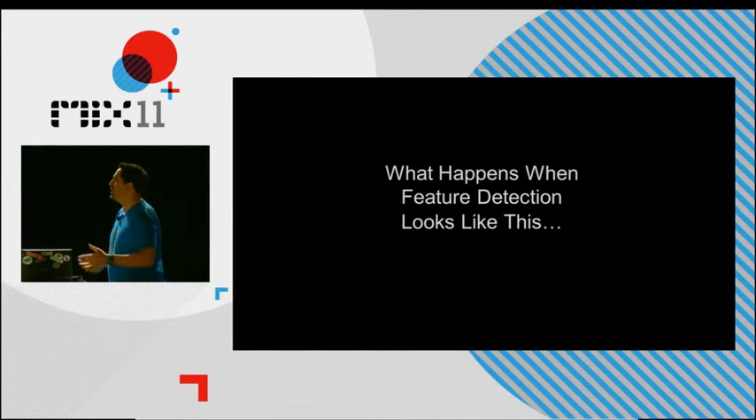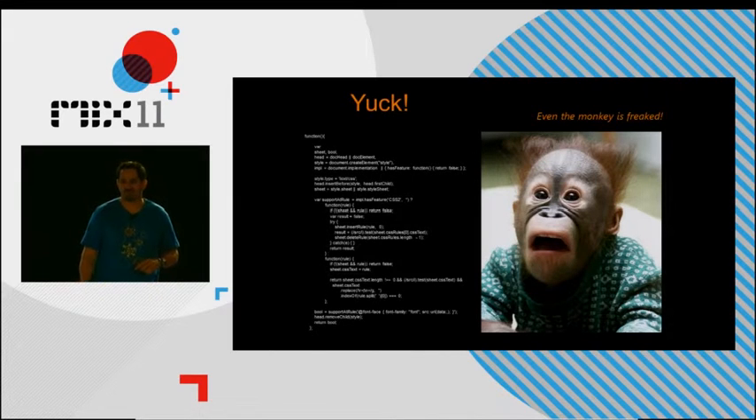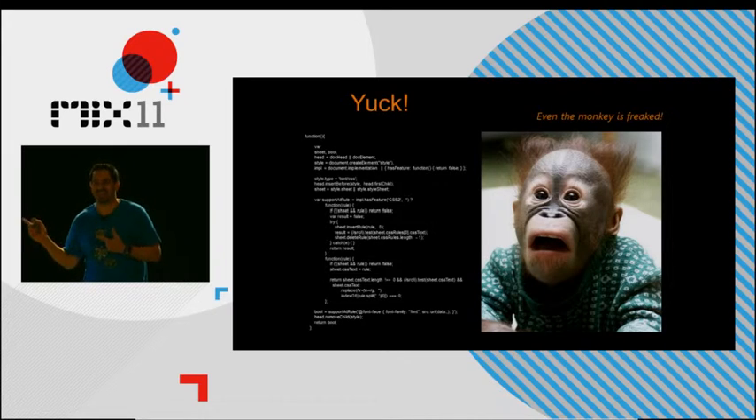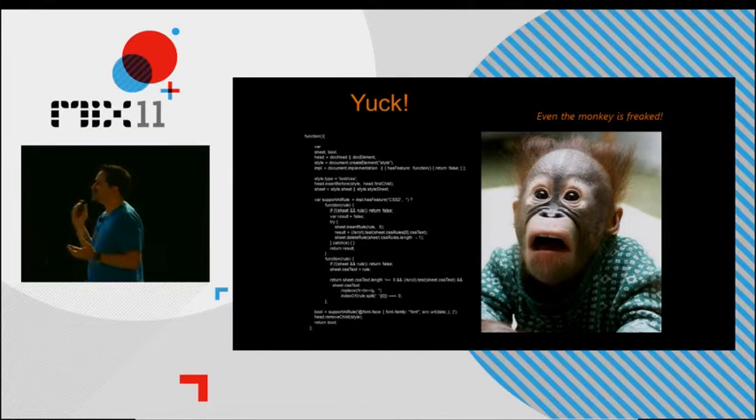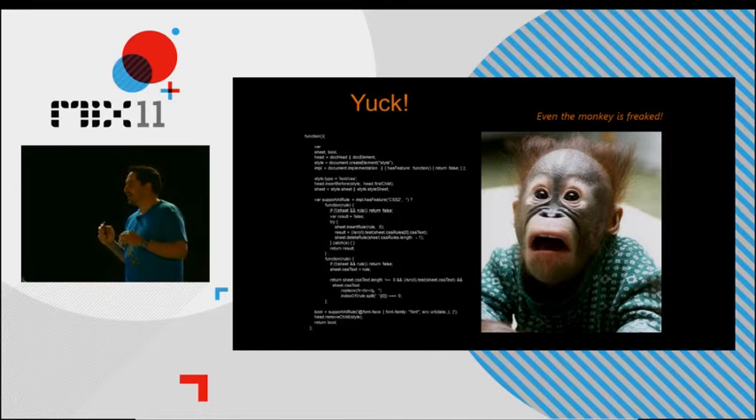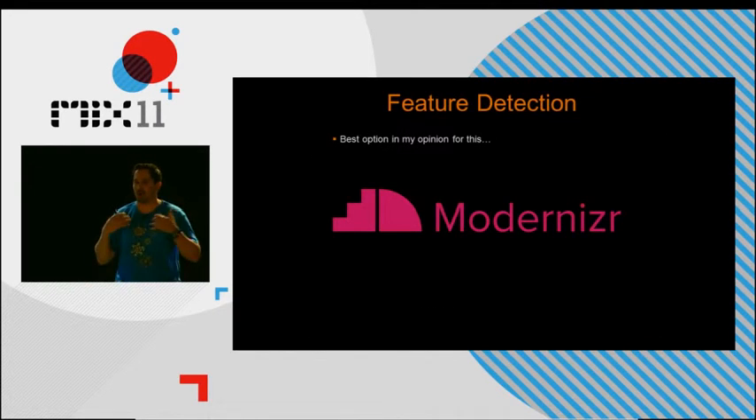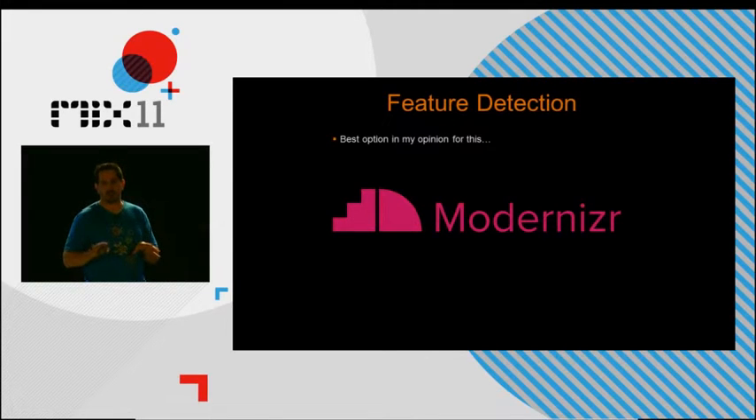So what happens when feature detection looks something like this? Oof. All right? How many have had to write code like that for feature detection? It's vicious. It's horrible. Okay? Even the monkeys freaked out by that. So that's why I always recommend a library called Modernizr. It really is the best option. Has everybody heard about Modernizr yet? Who's been using it actively?